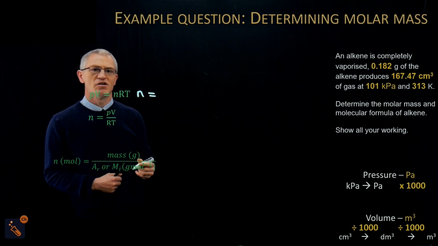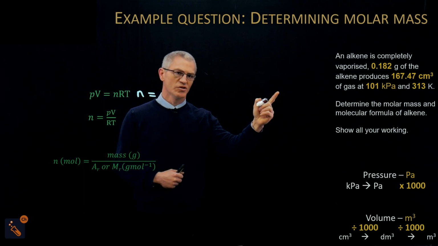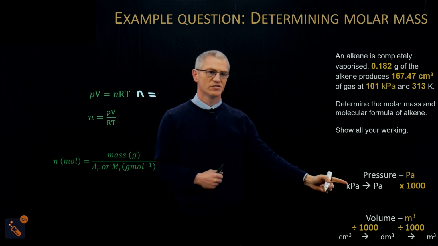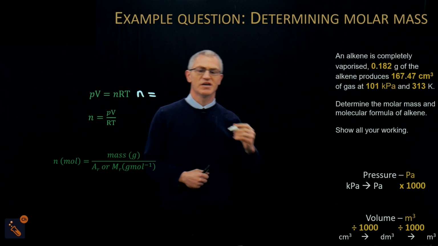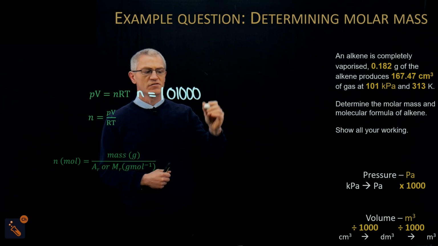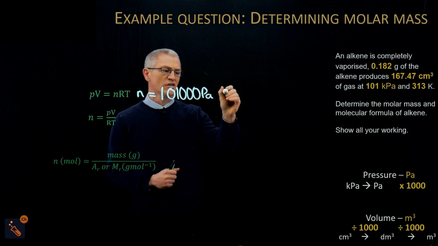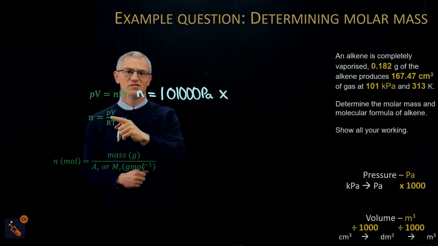Okay, so our number of moles is going to equal our pressure. Our pressure is 101 kilopascals. Our conversion from kilopascals to pascals is times by 1,000. So it's 101,000, and that is in pascals. We then times that, as we got in our rearranged equation, times that against V.